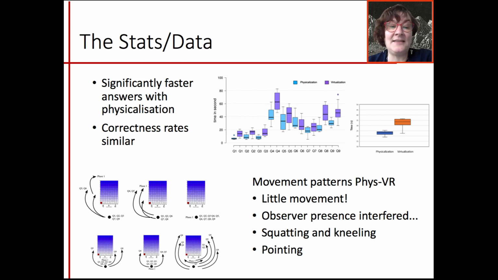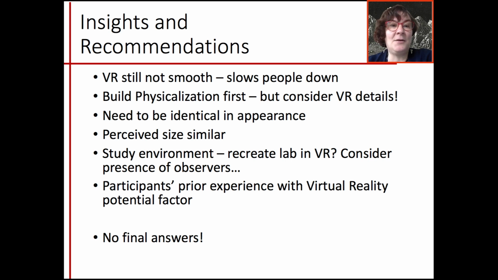Some participants, and that was across conditions, used the height of their body by kneeling down and crouching to adjust their eye line. And many tended to point at the model, and that was both in the real world and in VR, mid-air, even though they couldn't actually see their own hands. The physicalization group reported being more confident when answering questions, and the VR group complained considerably about graphics lag. We also observed fairly slow head movements in VR. This resulted in our insights and recommendations for future studies.